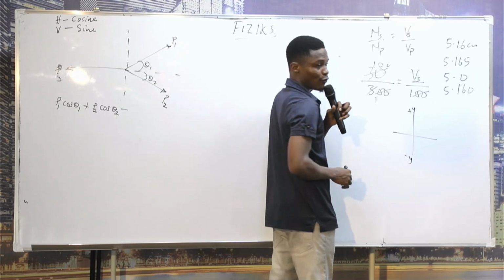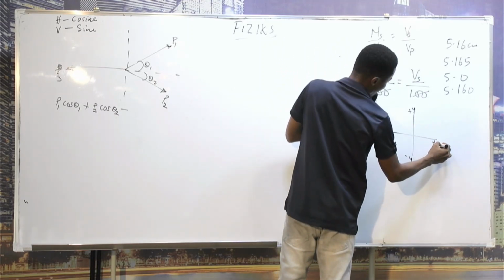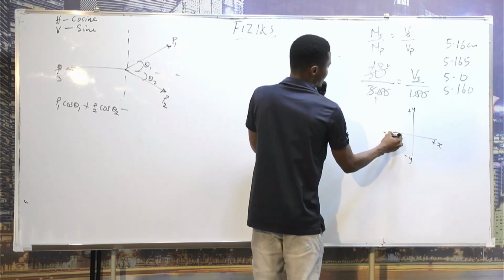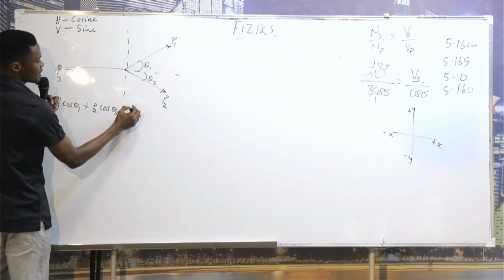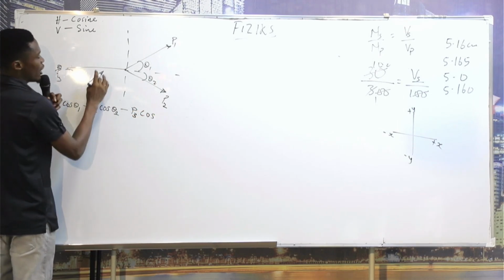Everything down is negative Y. To the right is positive X. To the left is what? Negative X. So have that in mind as you are doing it. So minus P3 cos, what is the angle of P3?